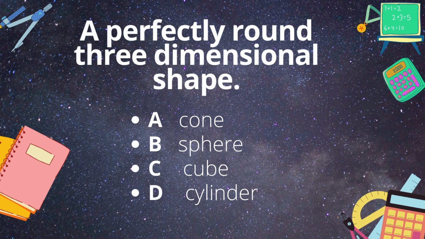A perfectly round 3-dimensional shape. A, cone. B, sphere. C, cube. D, cylinder. The answer is B, sphere.